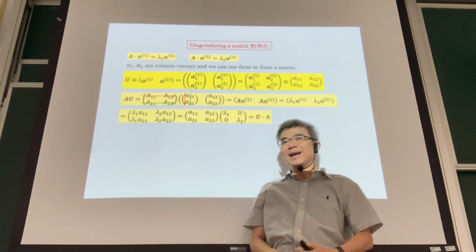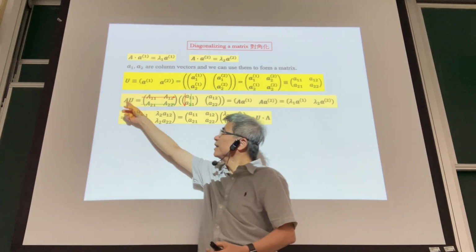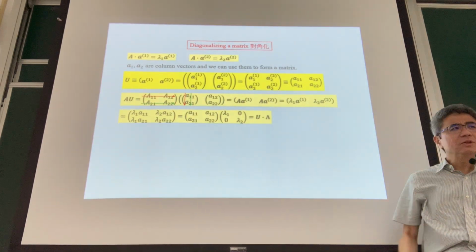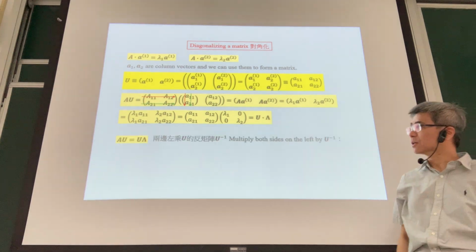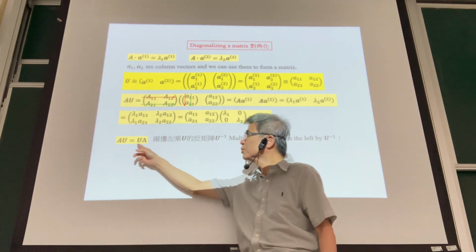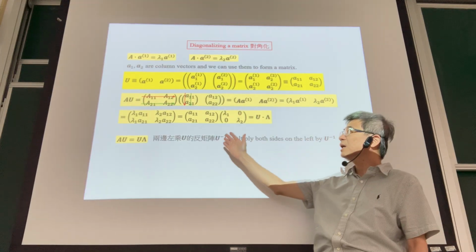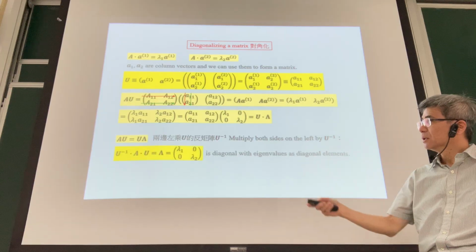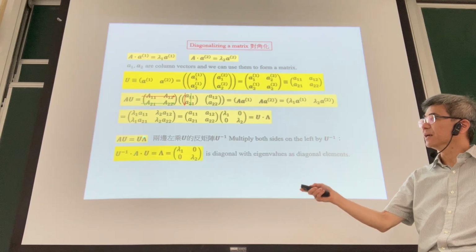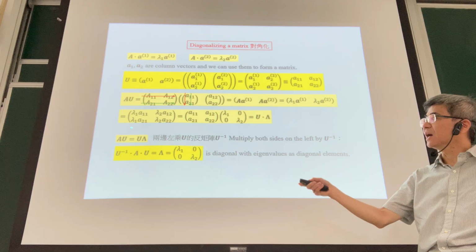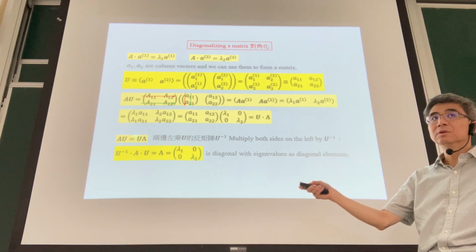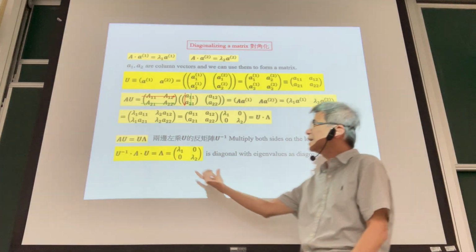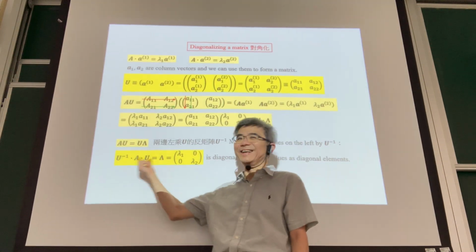Now I show you why I want to do this. Because then A times U equals U times lambda. Why am I doing this? Take a look. If A times U equals U times lambda, I can multiply both sides by U minus 1. Then you get U minus 1 times A times U. On the right hand side is U minus 1 times U equal to 1. So it's lambda. Ladies and gentlemen, I produce a diagonal matrix from A.